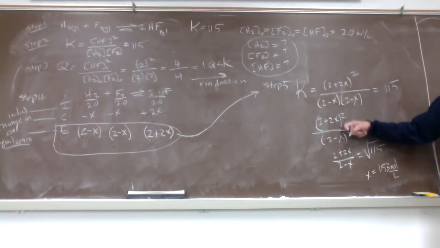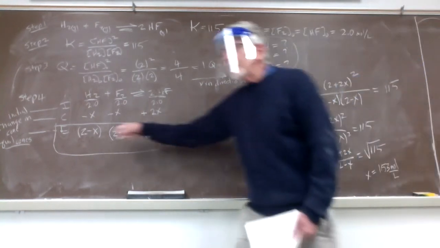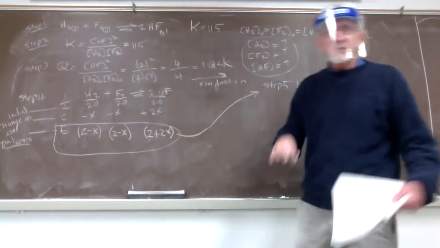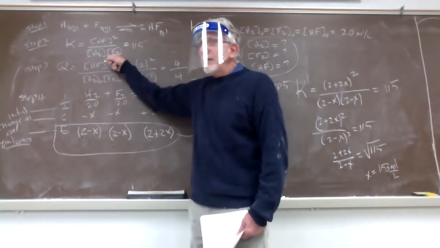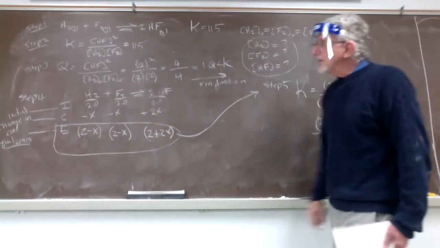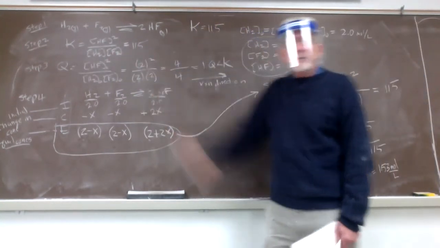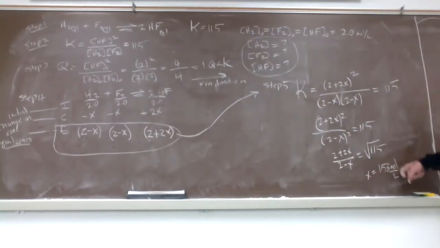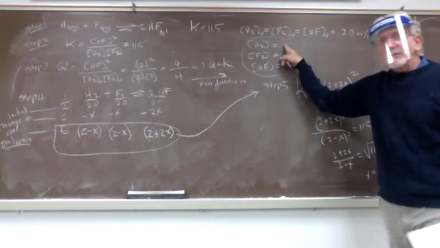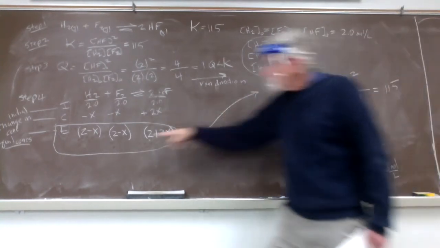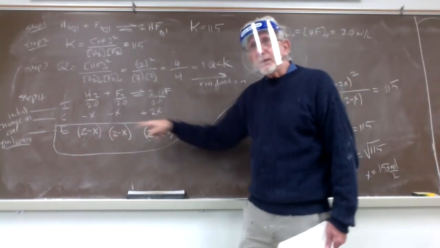Everyone okay with this step 5? What we did is took these equilibrium concentrations expressed in terms of that unknown variable X and plugged them directly into our equilibrium expression, whose value we know. And then we solve for that X term, and it's 1.53. Therefore, now we can calculate the concentration of each reactant and product by just plugging in X.